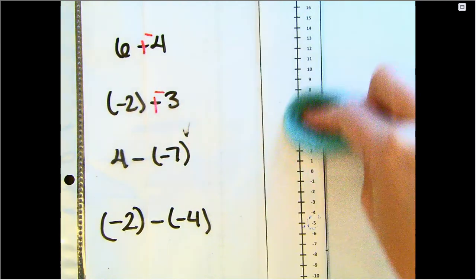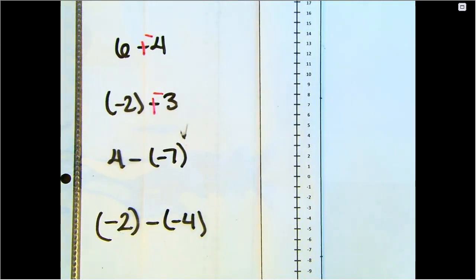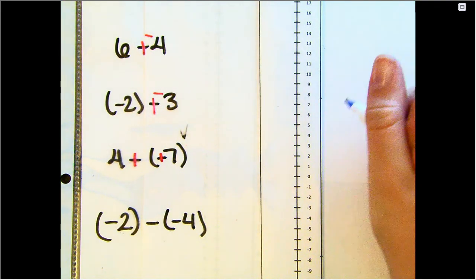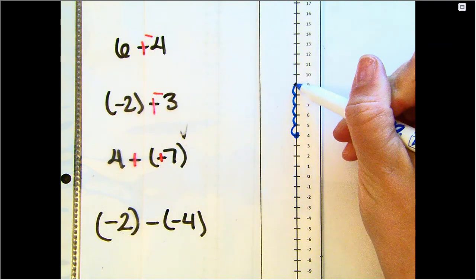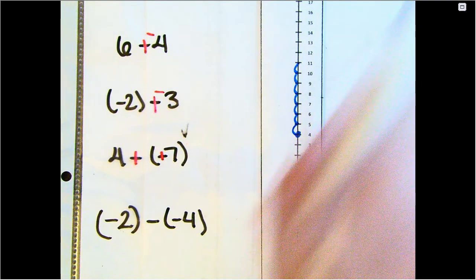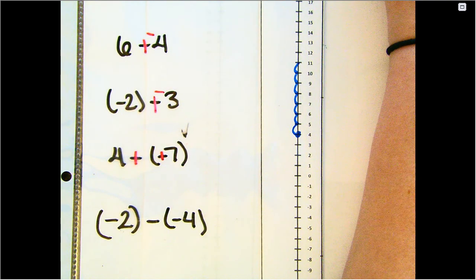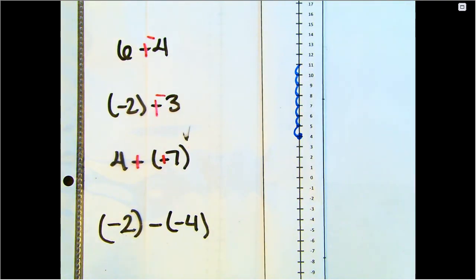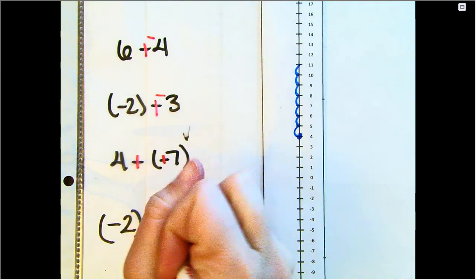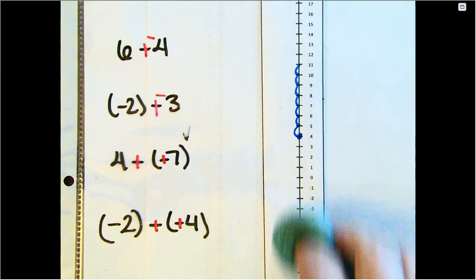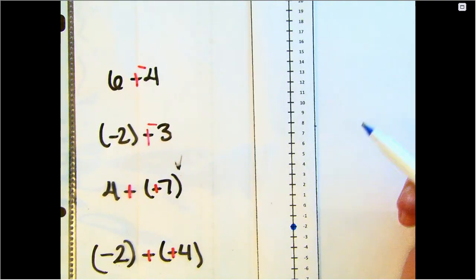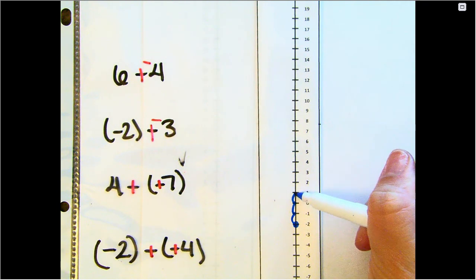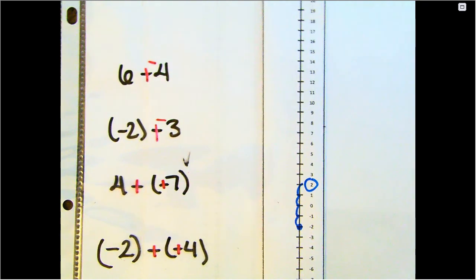Now I have 4 minus negative 7. Add the opposite. That's really 4 plus 7. I'm going to start at 4 and add 1, 2, 3, 4, 5, 6, 7. And that puts me at a positive 11. Then I have negative 2 minus negative 4, and adding the opposite turns it to plus 4. So I'm going to start down here at negative 2, and then we're adding a positive 4, so we're going to go up. 1, 2, 3, 4. That puts me at the number 2.